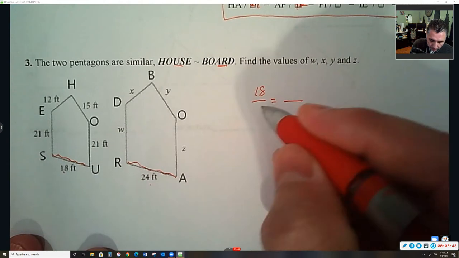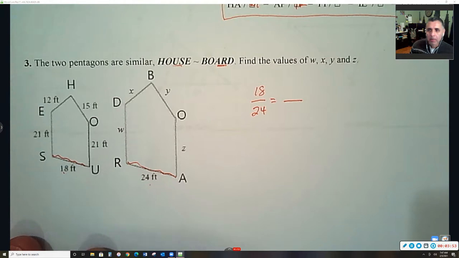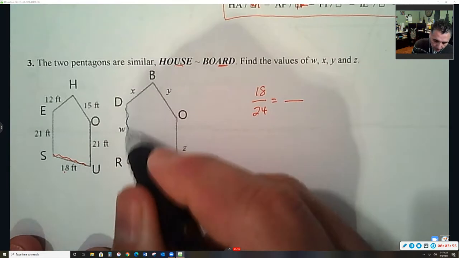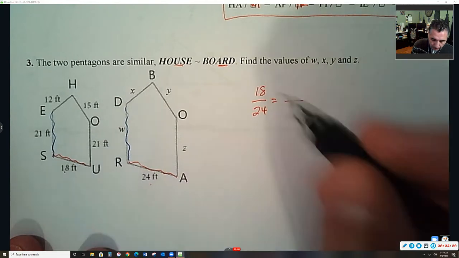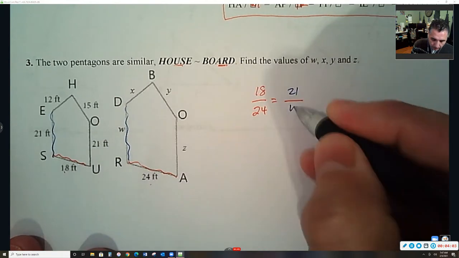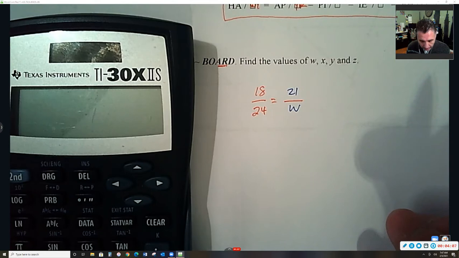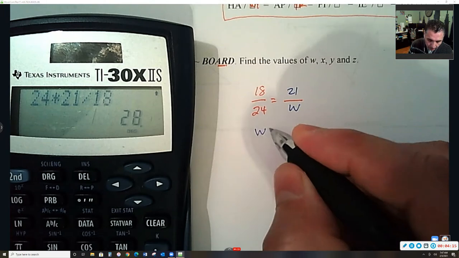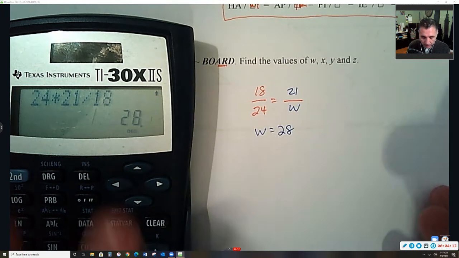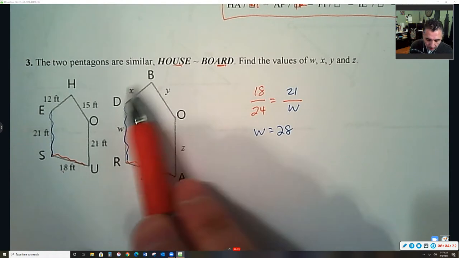18 over 24. And then if I take, let's say I take and I want to find W first. If I want to find W, I know that's corresponding sides with this one. So then I would write 21 over W. And then you would cross multiply and divide to figure out that answer. So 24 times 21 divided by 18. So I know W is 28. Okay. And then we just continue all the way around to figure out these other ones.